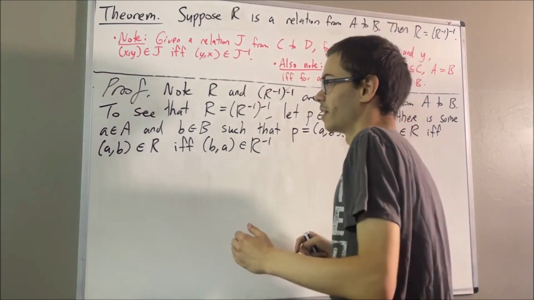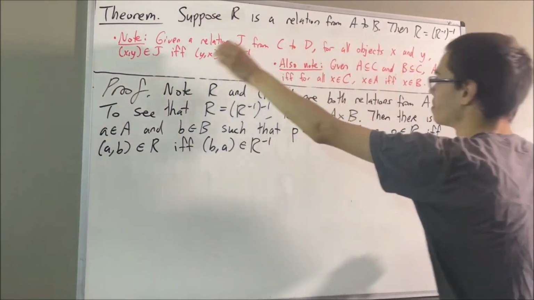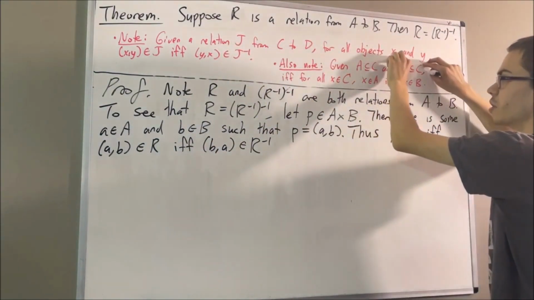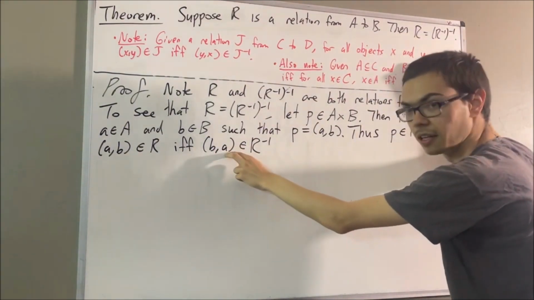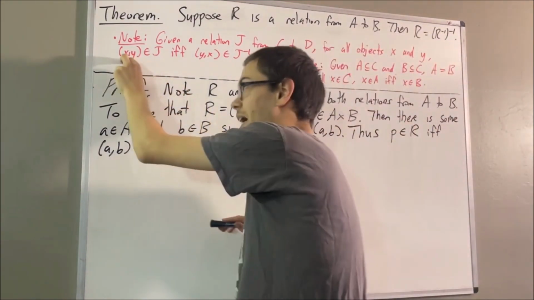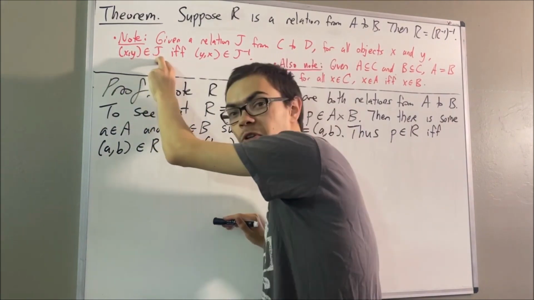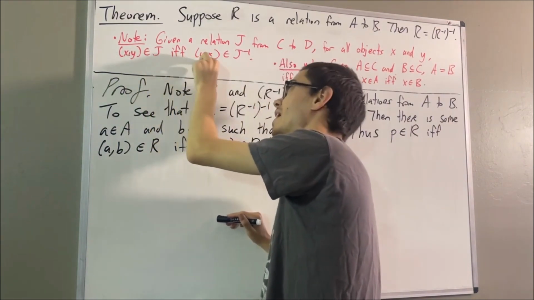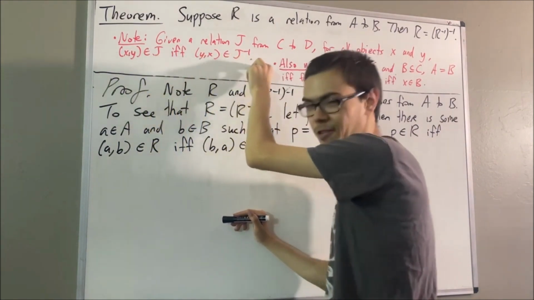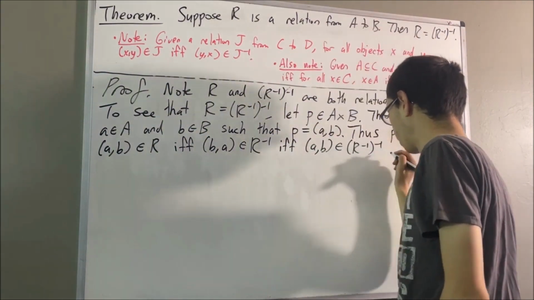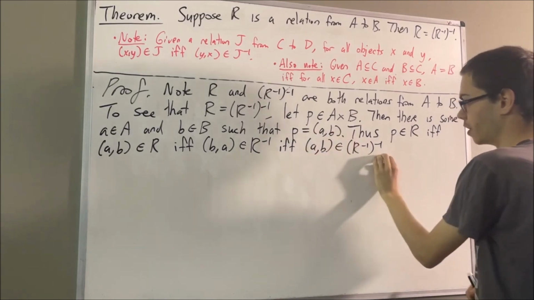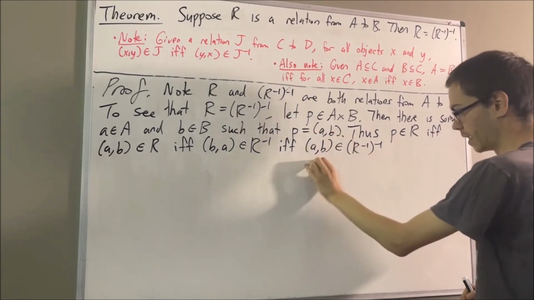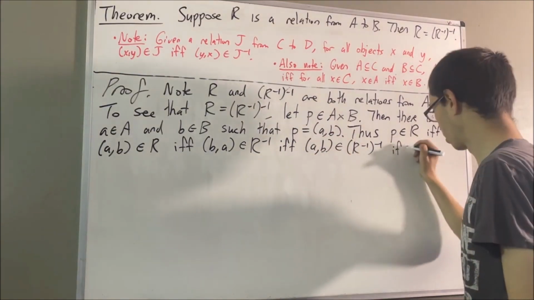So on that note, well, this statement works for all objects x and y. So we can take x to be b and y to be a. Therefore, b comma a is an element of R inverse if and only if a comma b is an element of R inverse inverse. But again, since P is equal to a comma b, this is true if and only if P is an element of R inverse inverse.